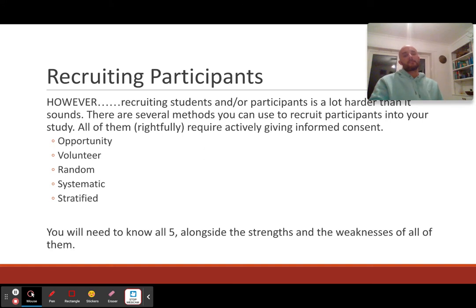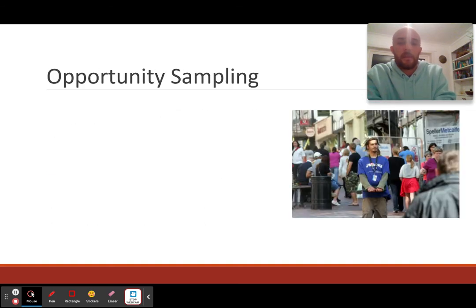So these are the 5 ways. So 2 are relatively basic, the top 2, both opportunity and volunteer. The latter 3, random, systematic, and stratified, do tend to be more complex. They all use random mechanisms, and there's a bit more work to be put into all of them. Now, all of them actually require you to give informed consent, right? But how you go about that is very different. So let's have a look at the first one, opportunity sampling.